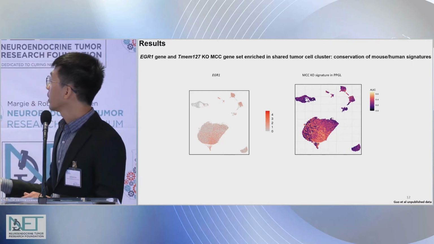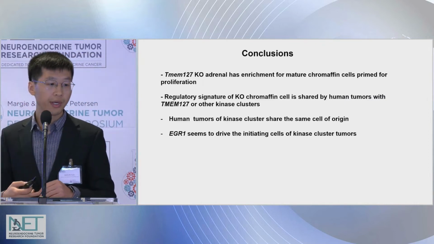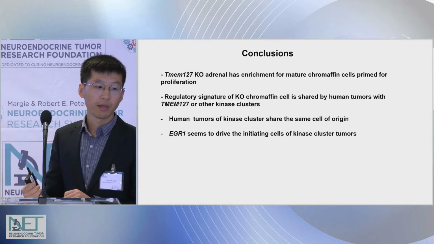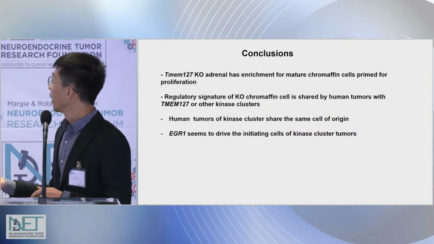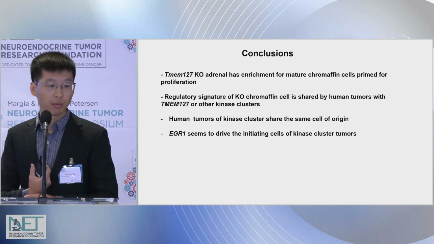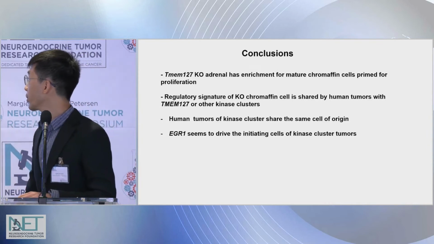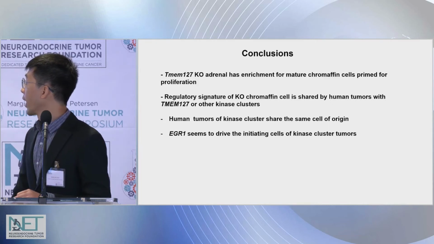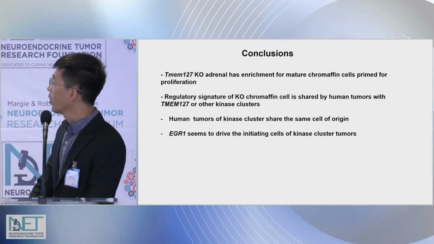So this is about the results. For the conclusions, we found the TMEM127 knockout adrenals had more mature chromaffin cells, and the regulatory signature of the knockout mouse chromaffin cells is shared by the kinase-related tumors. Also, the human tumors of the kinase cluster probably share the same cell origin, and EGR1 plays a role in this whole process.